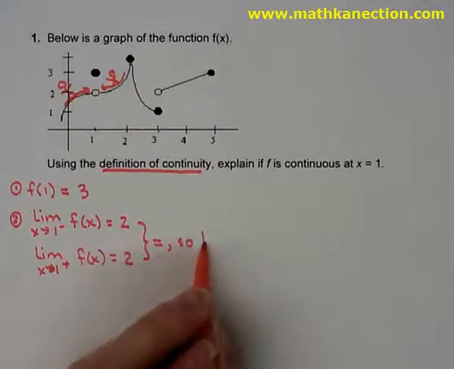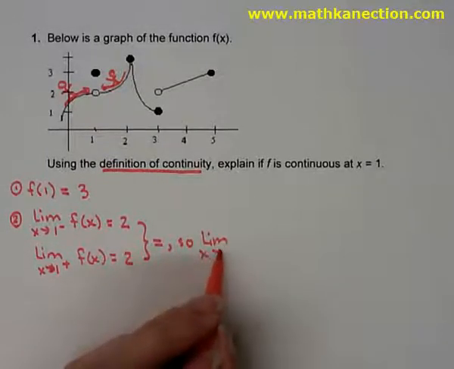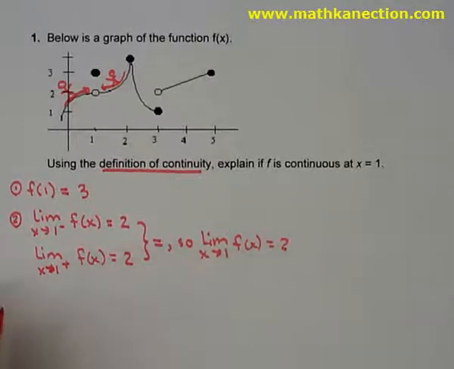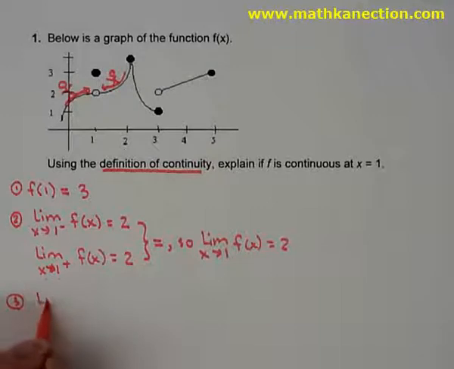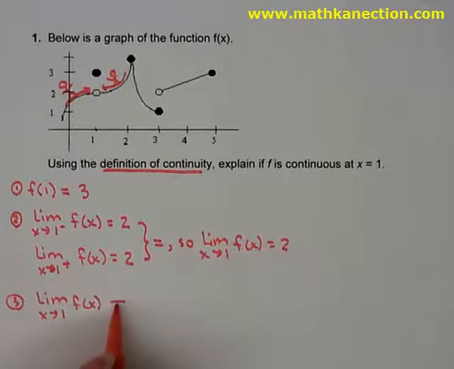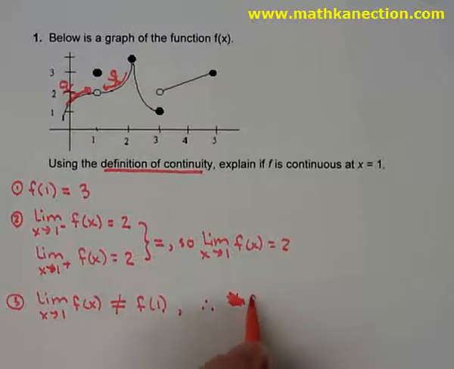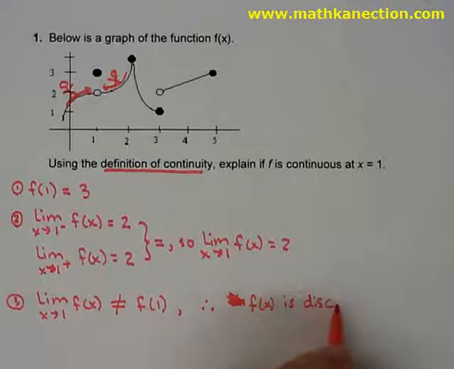Since the limit from the left and the limit from the right are equal to each other, the limit as x approaches 1 of f of x is also equal to 2. Then the third step is to check to see if the limit as x approaches 1 of f of x is equal to f of 1. Since the limit is equal to 2 and f of 1 is equal to 3, they're not equal to each other. Therefore, f of x is discontinuous at x equals 1.